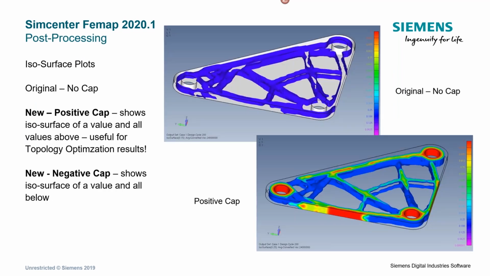For viewing topology optimization solution 200, the isosurface plots have been greatly improved to have a positive cap and a negative cap. You'll be able to see right there with the positive cap in the bottom right, you get a nice representation of the load path for that structure.